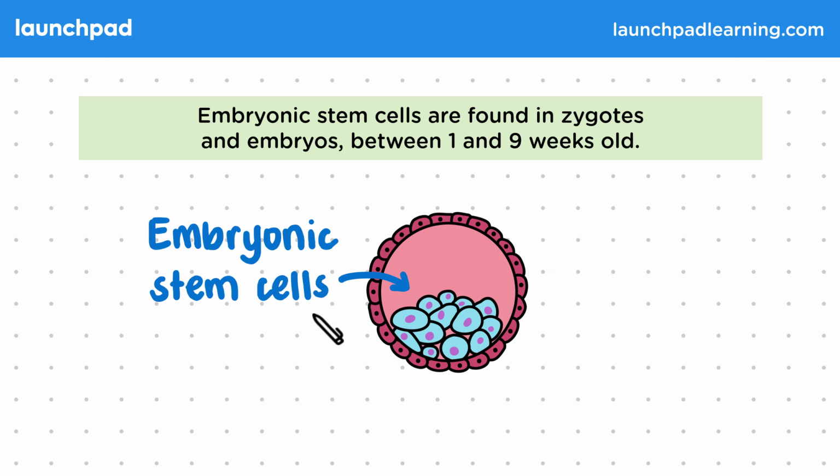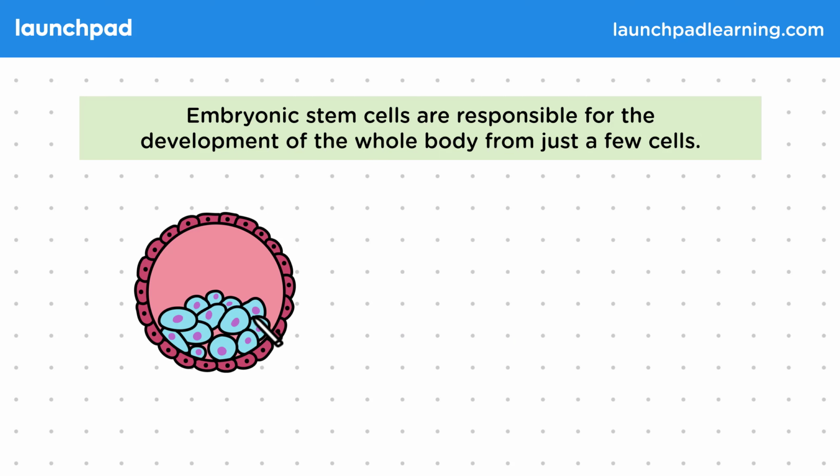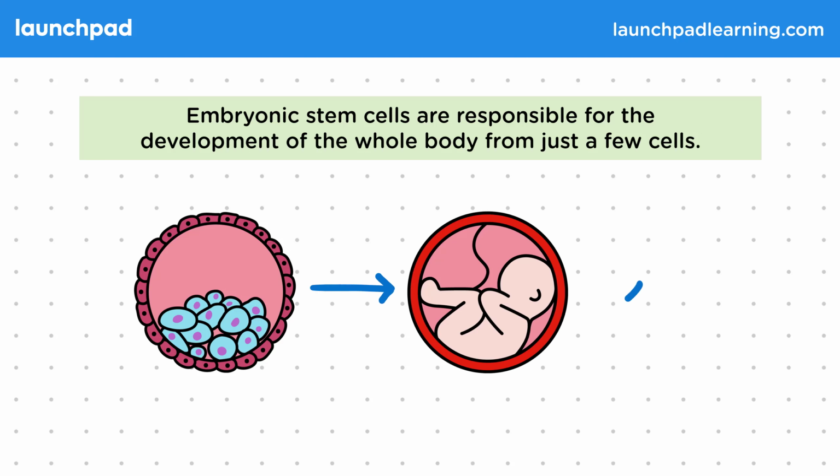What's the purpose of these embryonic stem cells? Embryonic stem cells are responsible for the development of the whole body from just a few cells. These cells are present from when you were a zygote and an embryo between 1 and 9 weeks old. This development takes the embryo from this to developing a fetus. So how is it possible to get a fetus from a collection of stem cells?